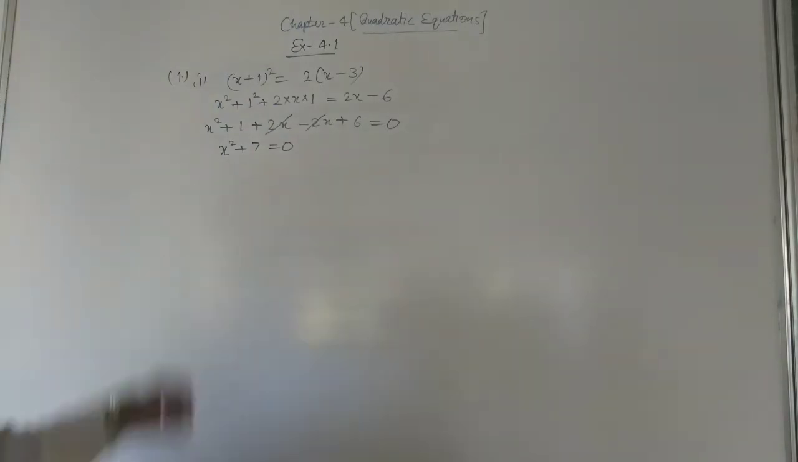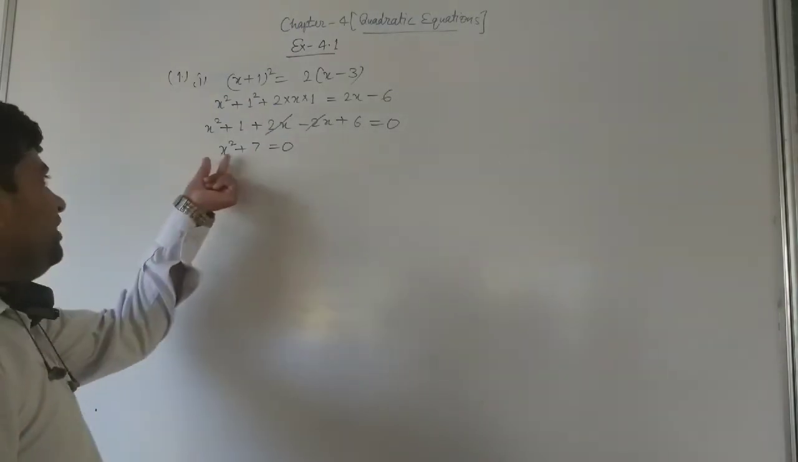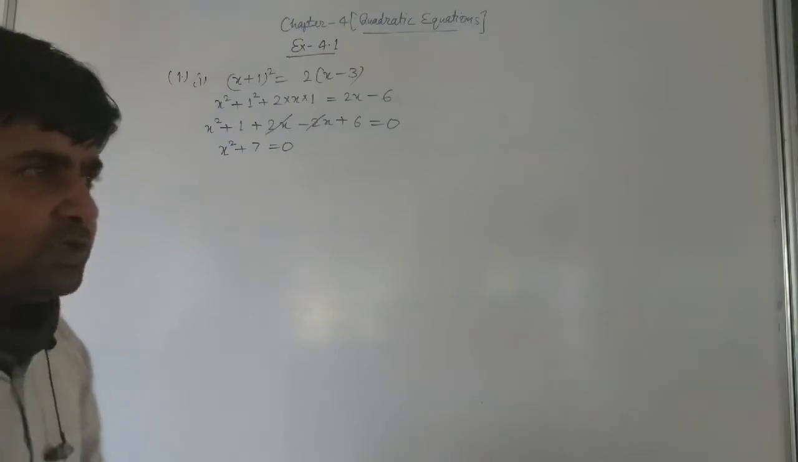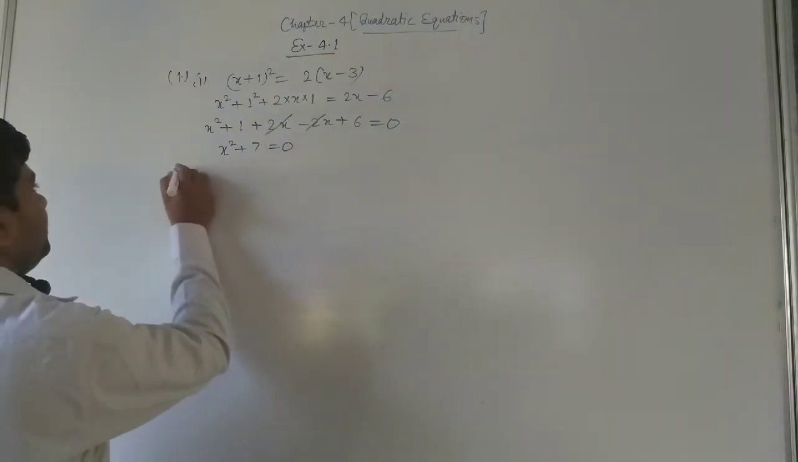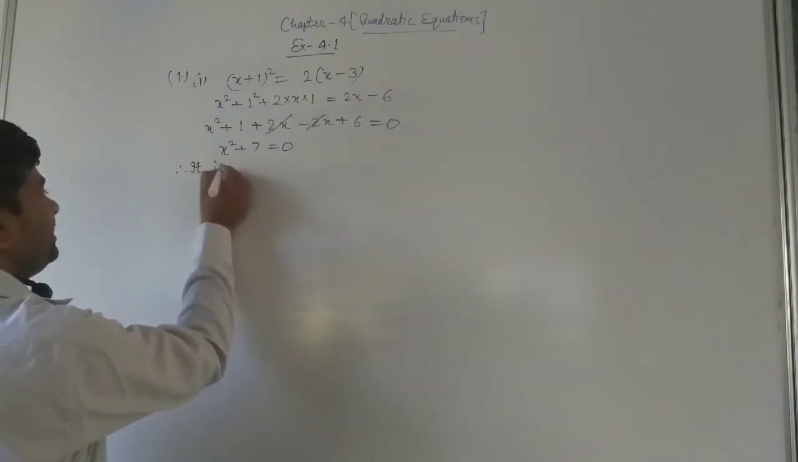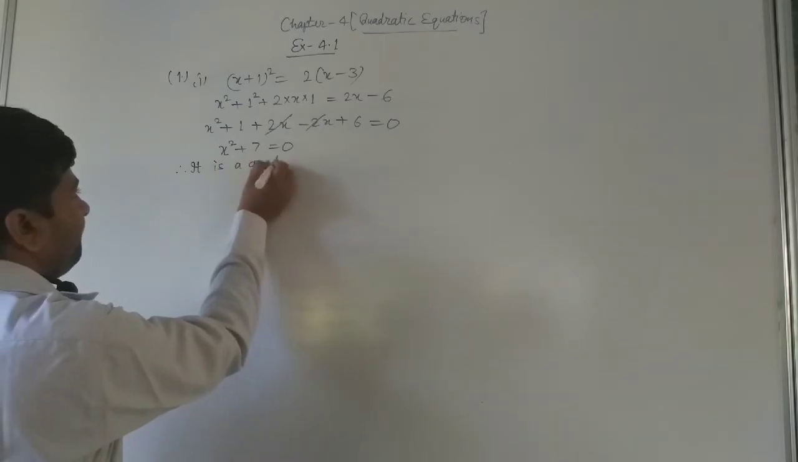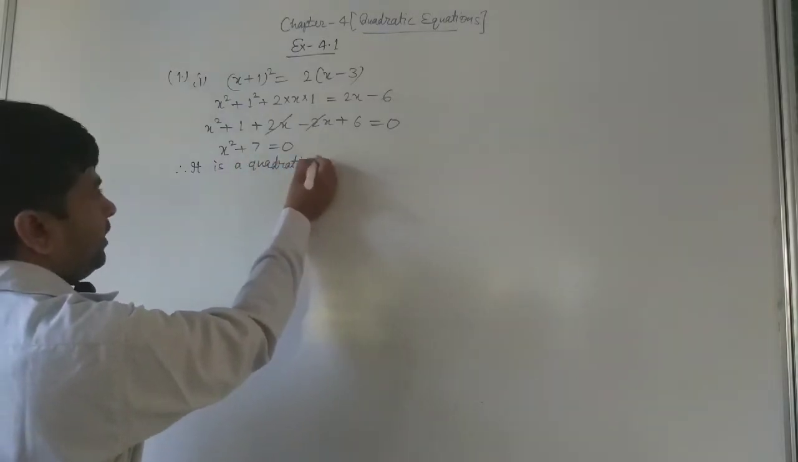Here the degree is 2, the highest power is 2, because here x power is 2 and here x power is 0. So the highest power is 2, which means it is a quadratic equation. Therefore it is a quadratic equation.